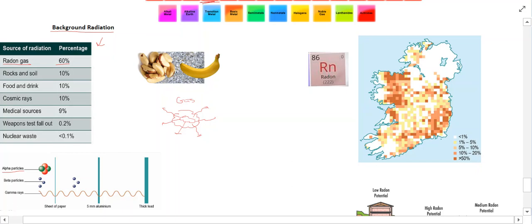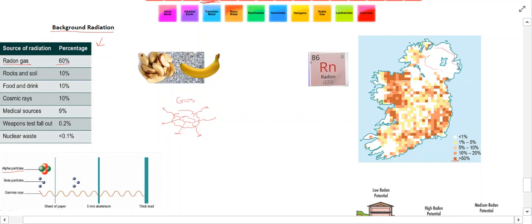If we have a look here, this is a diagram that shows all around the country of Ireland where the levels of radon are fairly high. We can see where it's this red color, up around here, for example, and here, the percentage of radon is pretty high, and then we have places like here where the percentage is pretty low as well.